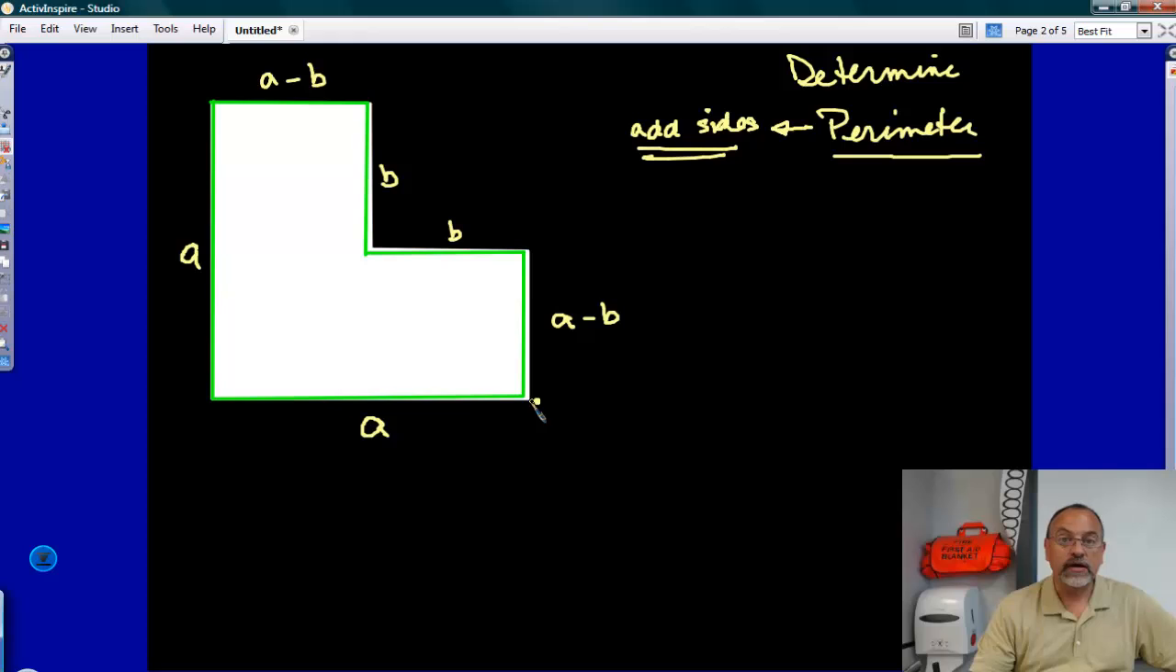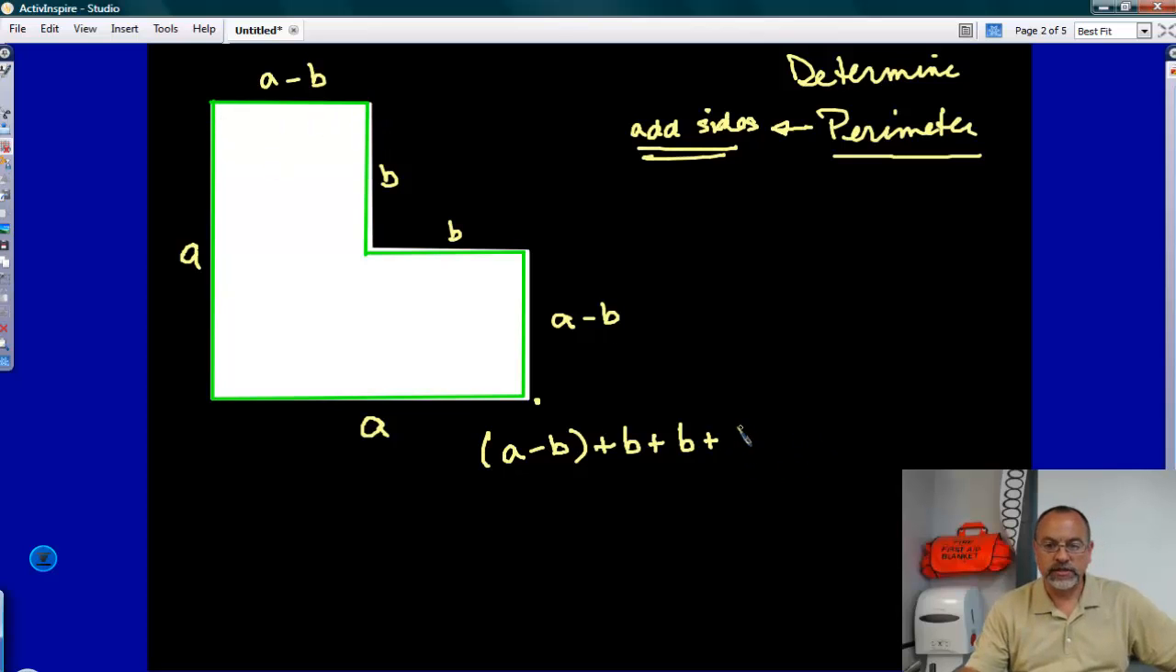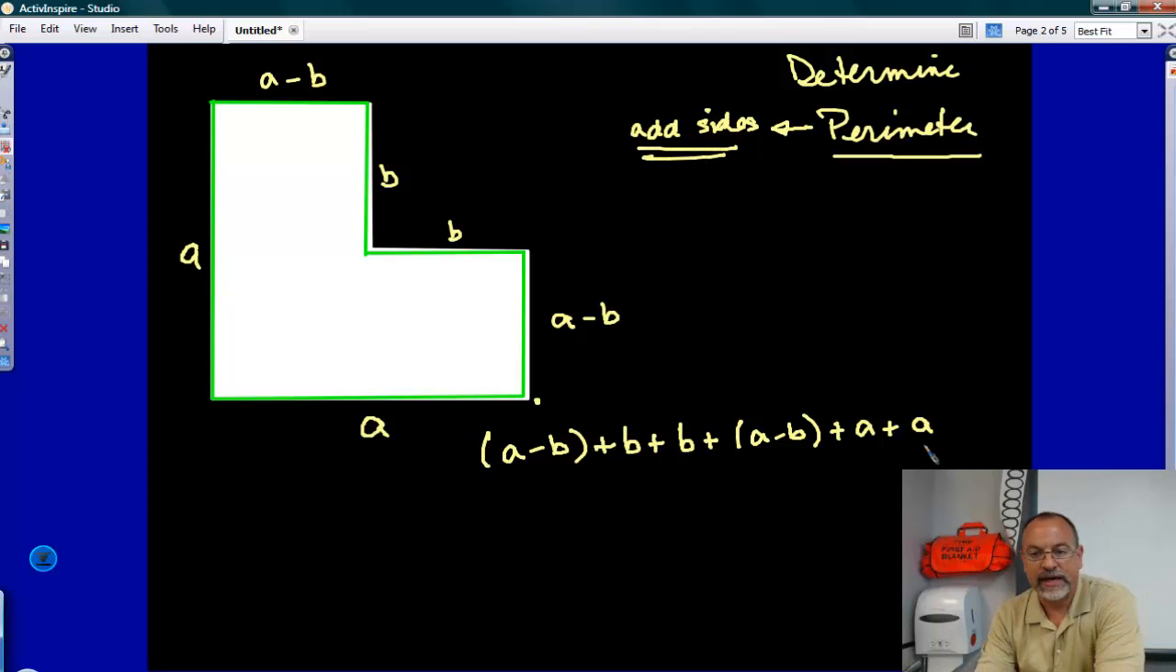So if I started right here and I walked up first, I would go how far? Well, I would go A minus B. Plus, then I walked here, how far? Well, that's B. Plus, then I walked up B. Plus, then I walked this way, A minus B. Plus, then I walked A. Plus, and then I walked A. So the perimeter again is an addition problem. And so I simply add all these together.